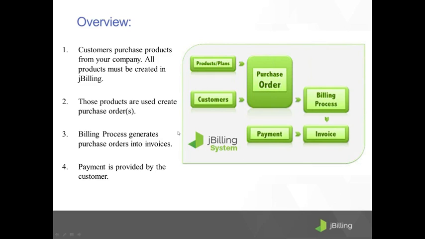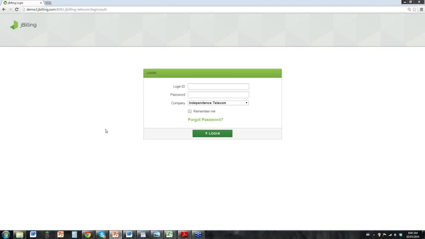So that's a high-level overview of how jBilling works. What we're going to do now is talk a bit more about the scenario that I will be presenting to you today. The reason why is because we have some new functionality here for those of you who are familiar with jBilling, and that has to do with company hierarchies.